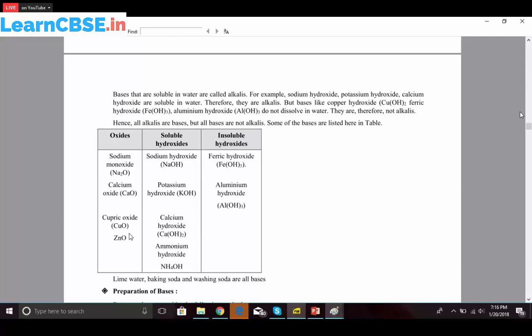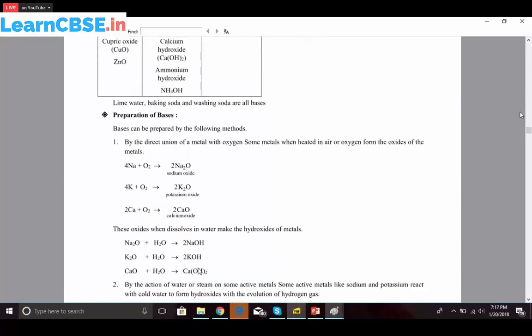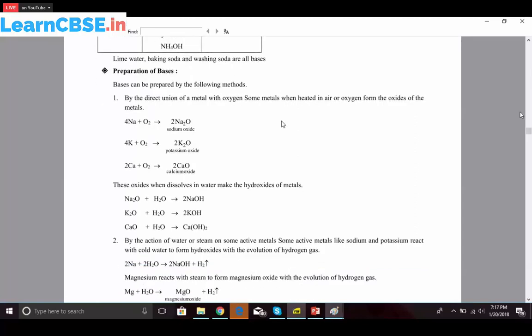Cupric oxide, CuO, forms Cu(OH)2, and ZnO. ZnO is actually an amphoteric oxide, which can easily react and form Zn(OH)2. Calcium hydroxide and ammonium hydroxide are examples of soluble hydroxides. So lime water, baking soda and washing soda are all bases. Now we are going to see the preparation of the bases.